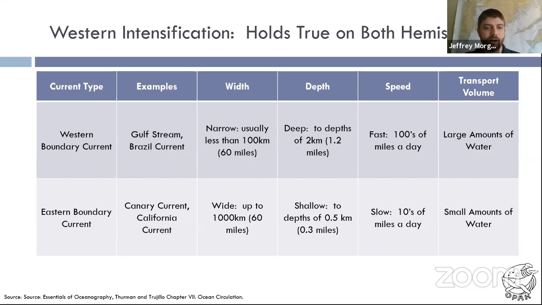We have the western boundary current, so our Gulf Stream. These are really fast currents. If you think about Finding Nemo, that's in a really fast current when they're riding the sea turtles. And then we have our eastern boundary currents, which are very slow moving, wide currents that move much less water than the western boundary currents, which are fast, deep currents moving lots and lots of water.